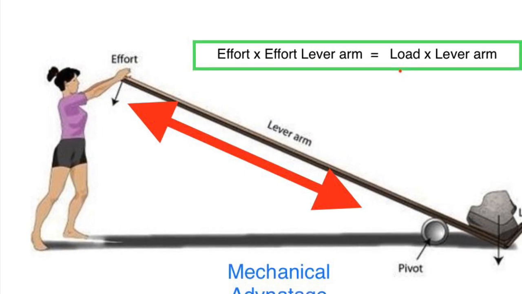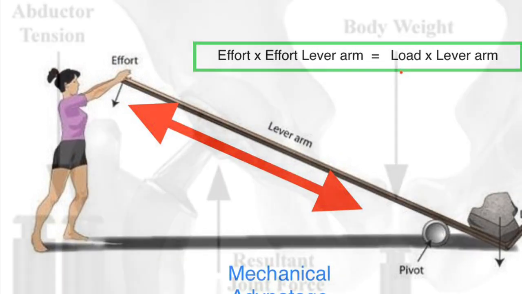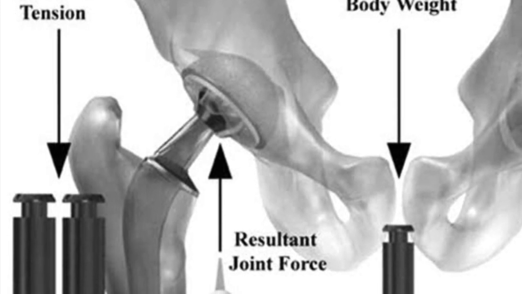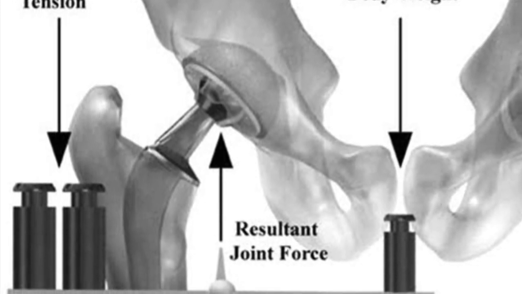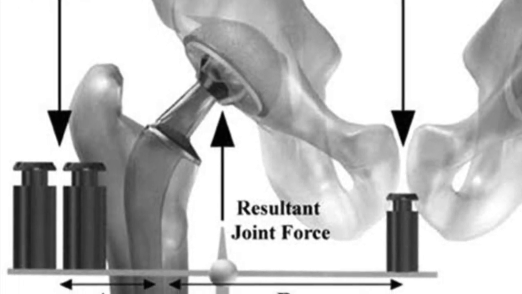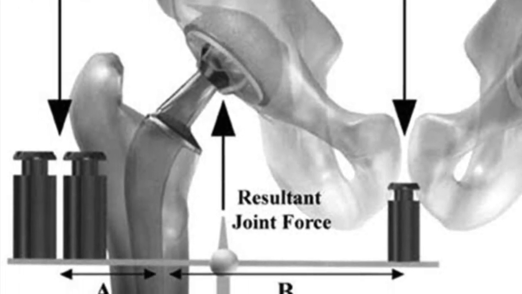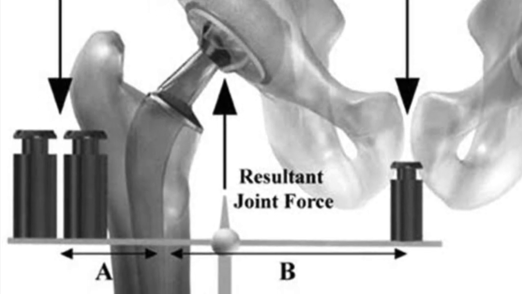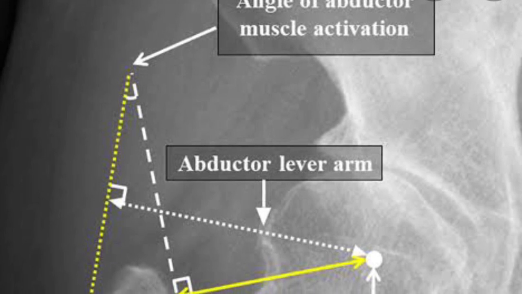So this is what happens in our hip joint system. The abductor muscles have to lift up the body weight. Otherwise, the hemipelvis will droop on one side, and this is what happens when abductors are not working. So this abductor muscle working downwards to lift up the pelvis against body weight creates a joint reaction force at the pivot, that is the hip joint.